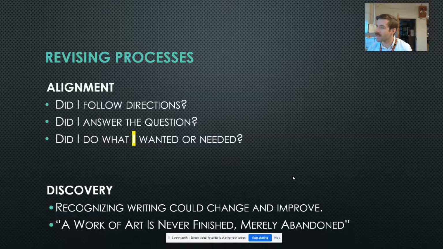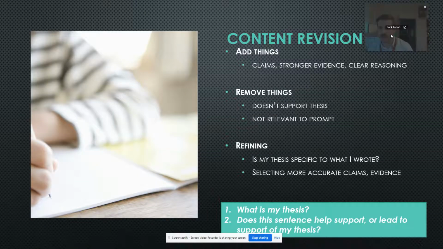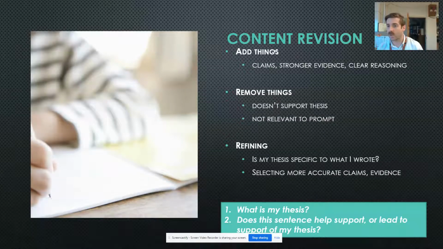So looking for those details where you're like, I think I'm saying what I need to say, but I might need to adjust it. And in that discovery revision, there are another two pieces. There's content revision, where we're literally adding content, taking away content, or refining content. Those are the three things we can do. I can add more sentences, I can take out sentences that don't fit, or I can refine what I have there. That's what we're looking at for content revision.